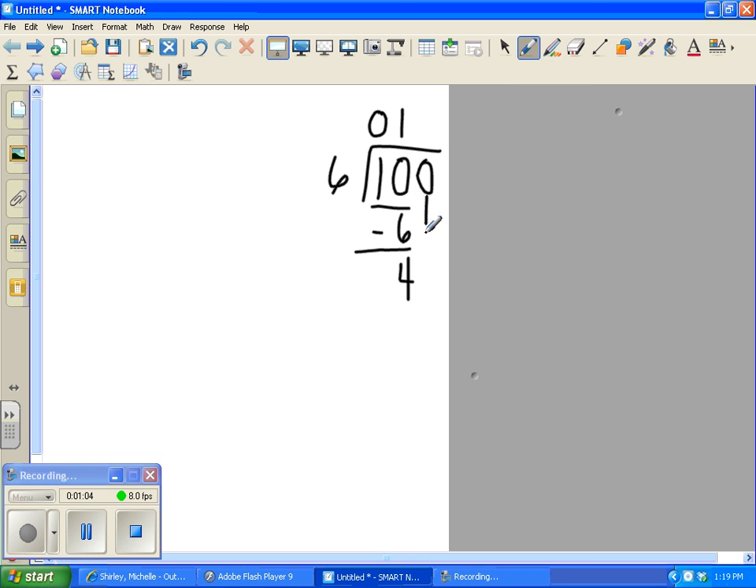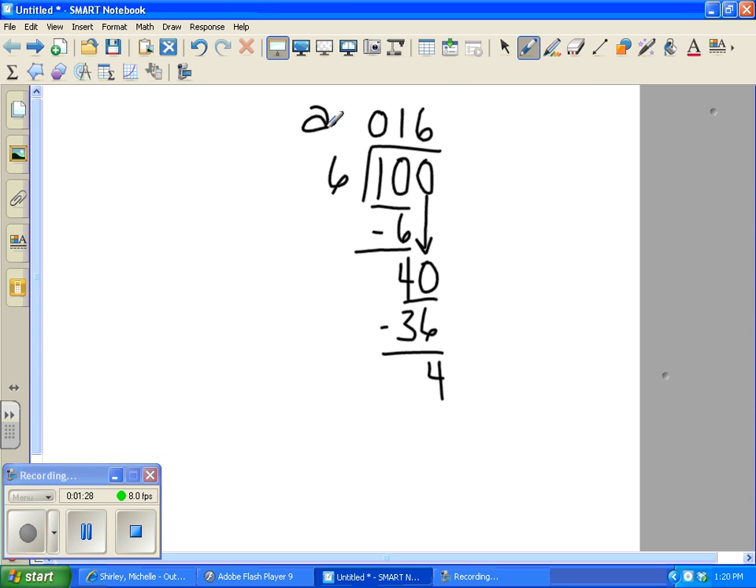The next step is to bring down. So I bring down that 0. Now I'm looking at 40. How many groups of 6 could I get out of 40 without going over? I could get 6, couldn't I? Because 6 times 6 is 36. And when I subtract, I get 4 again. And this would repeat over and over, wouldn't it? So you can see for part A, how many boxes would be filled up? 16 boxes. So A, 16 boxes.